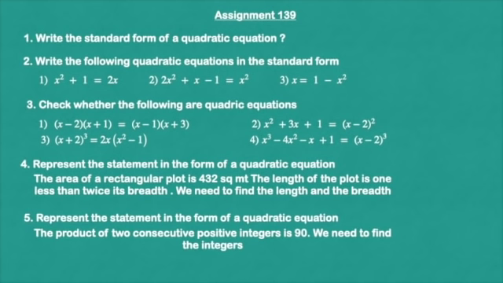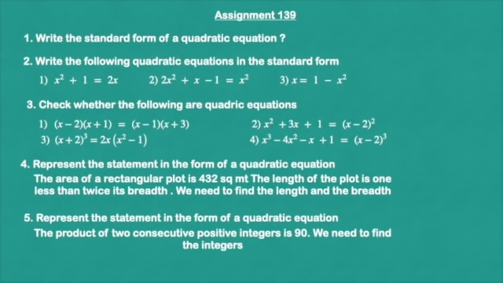Fourth question: represent the statement in the form of a quadratic equation. Here there is a statement; you have to convert that into the standard form of the quadratic equation. The area of a rectangular plot is 432 square meters. The length of the plot is 1 less than twice its breadth. We need to find the length and breadth.